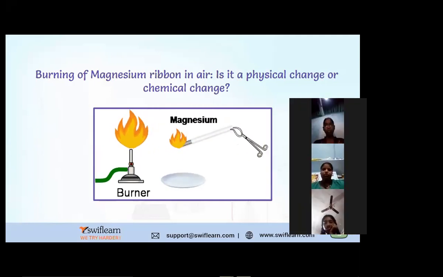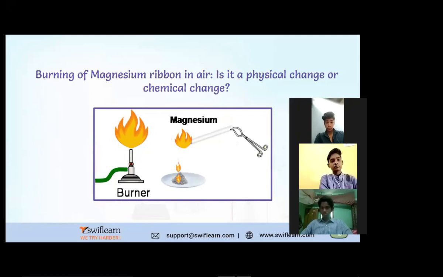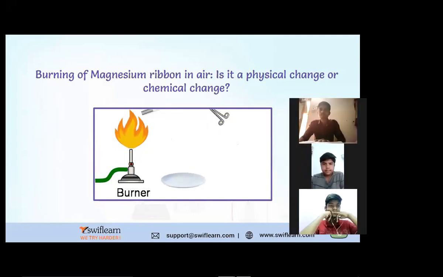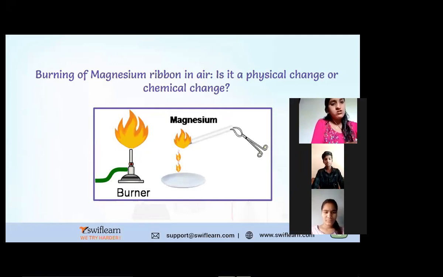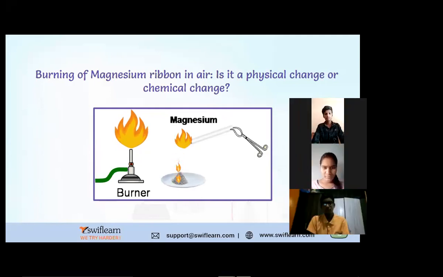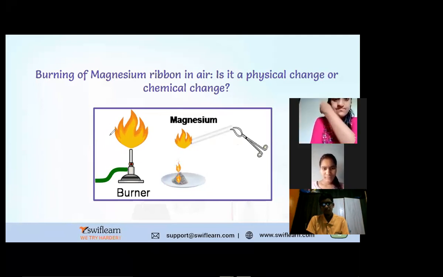Yes, what you are seeing here, what is this? Tell me. What is showing here? What is going on? Can you guess? Burning of magnesium ribbon. Very good. Yes, burning of magnesium ribbon.